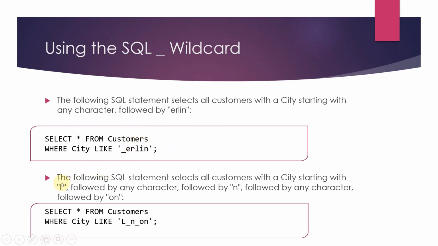All right. Next. The following SQL statement selects all customers with a city starting with L, followed by any character, followed by N, followed by any character, followed by ON. So for instance, select asterisk from customers where city like 'L_N_ON'. Starting with letter L, followed by any character, the third character is N, followed by any character, and then you've got ON. So we're looking at something like London here, and that would be displayed on the screen.